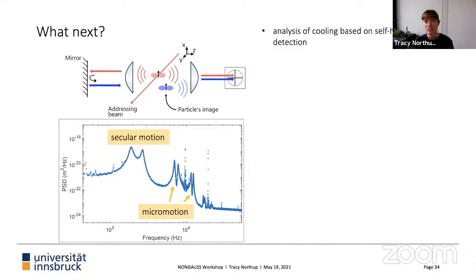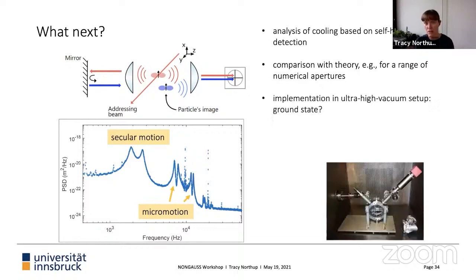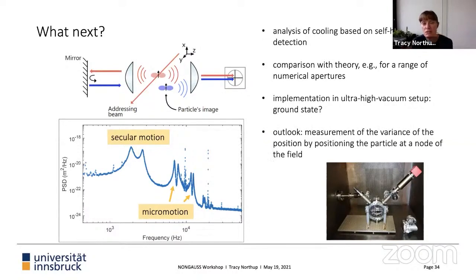Right, so we're working, as I mentioned, on analyzing this cooling based on the self-homodyne method and on comparing it with theory. The next step would be implementing it in our ultra high vacuum setup, where we've done some calculations. We think it should let us get to the ground state, given the much lower pressures in that setup. And one interesting outlook is to measure the variance of the position by measuring the particle not at an antinode, but in fact positioning the particle at a node of the field. And that's work that Giovanni Cerchiari has been thinking about as well.